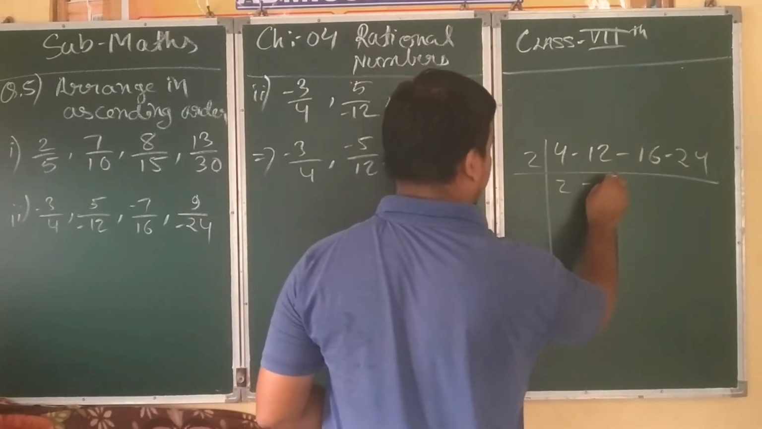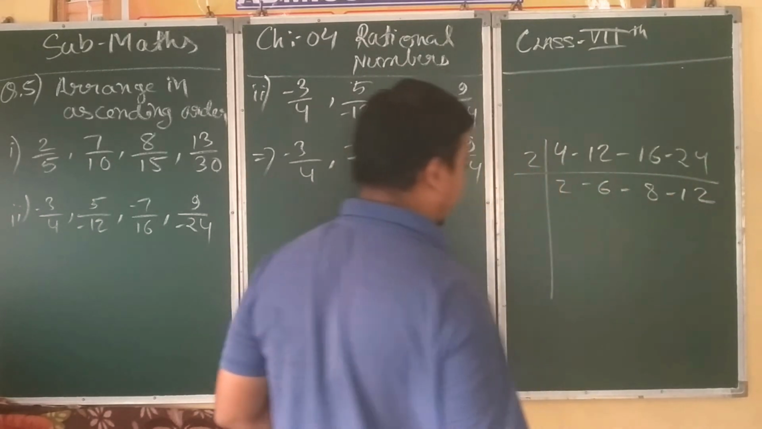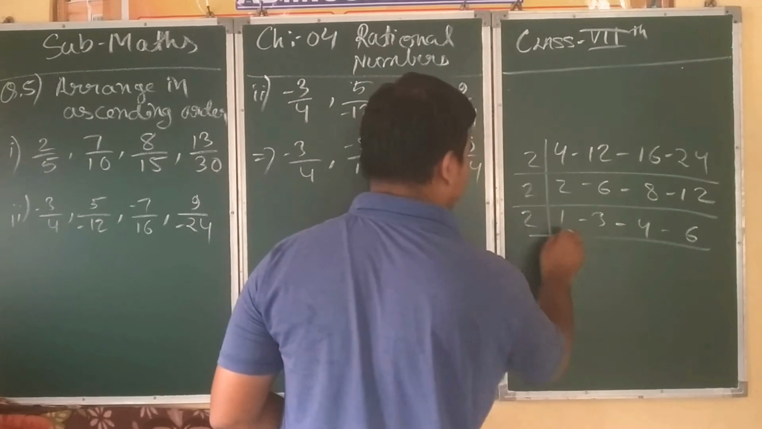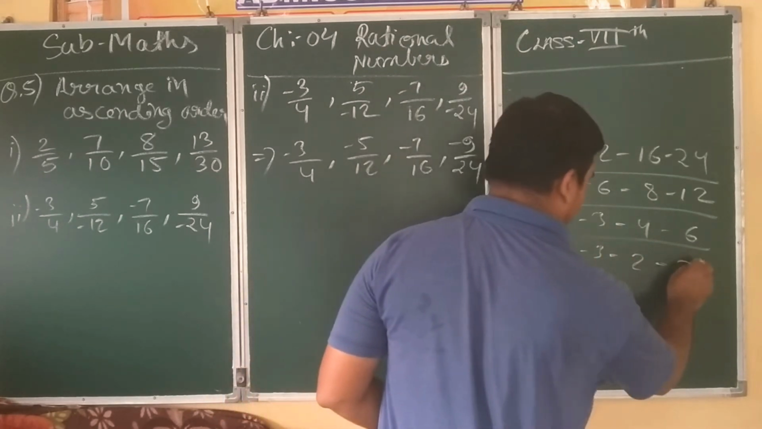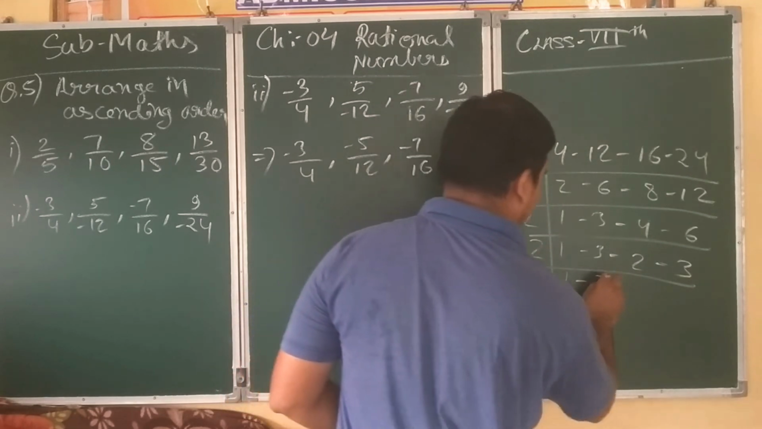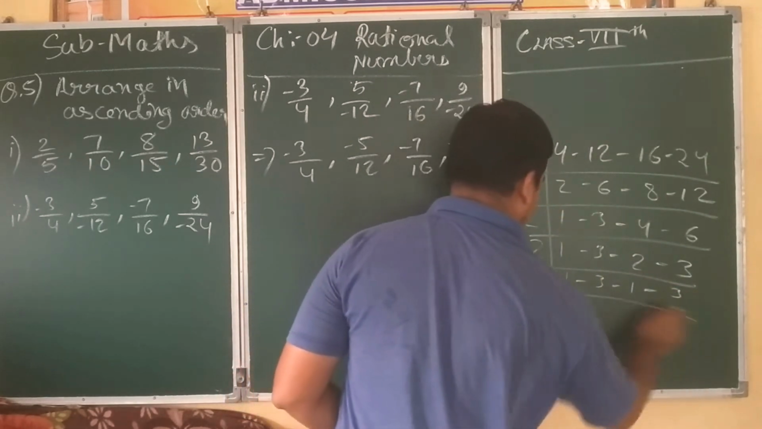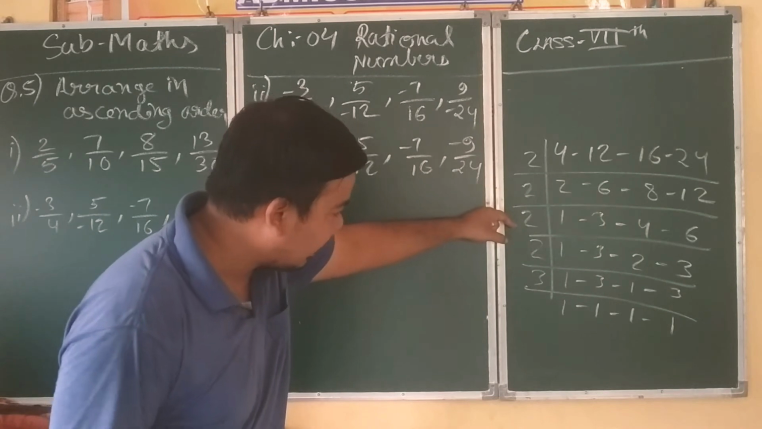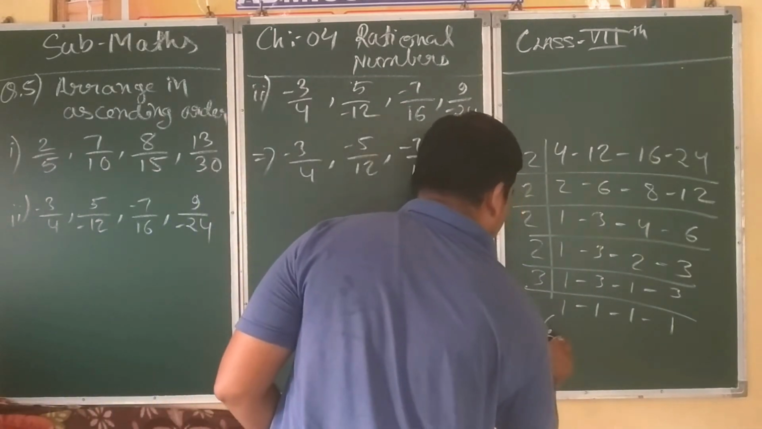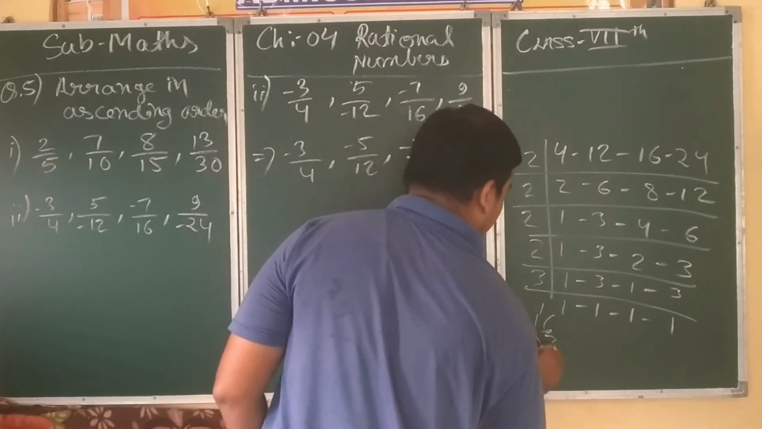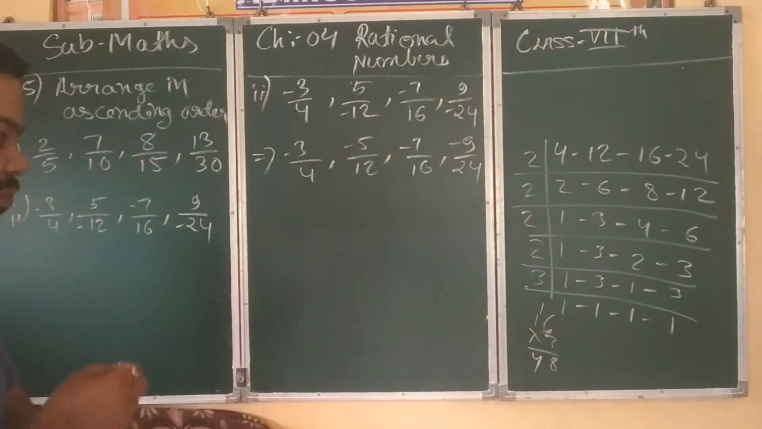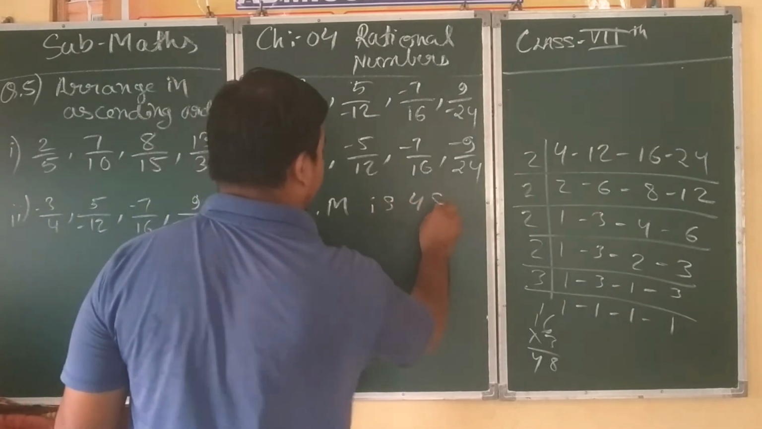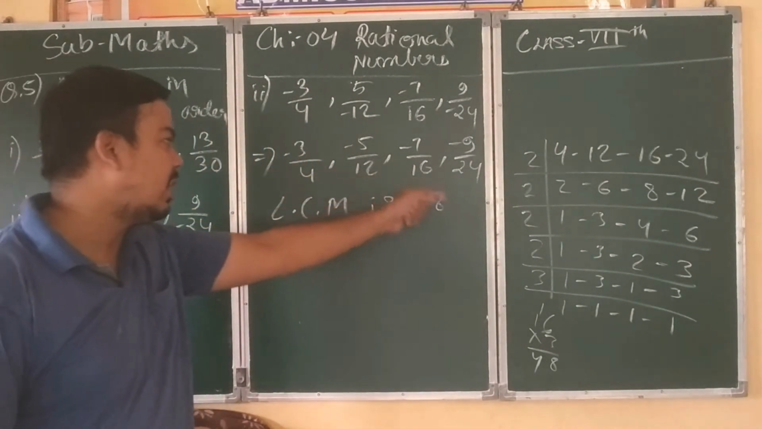Now we find the LCM of 4, 12, 16 and 24. 2 twos are 4, 2 sixes are 12, 2 eights are 16, 2 twelves are 24. Then 2 ones are 2, 2 threes are 6, 2 fours are 8, 2 sixes are 12. Then 3 as it is, and so on. So the LCM is 2 fours are 8, 8 twos are 16, 16 into 3 is 48. The LCM of 4, 12, 16, 24 is 48.